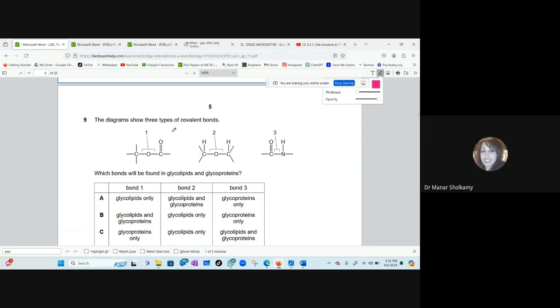Okay, question 9. Now, if I'm moving too fast, tell me to slow down. The diagrams show 3 types of covalent bonds. We have this one and this one and this one. Now, let's look at 3. 3 is the easiest to identify. We have a carbon bonded to a nitrogen. This is which type of bond?